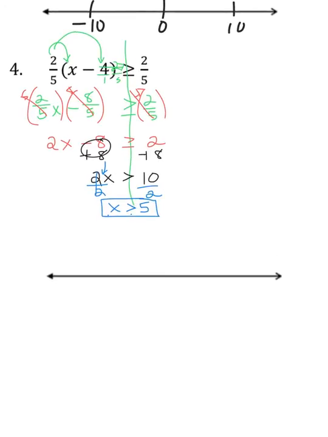So now I'm going to put my 5s on the number line. Open circle above the 5 right there, the positive 5. And x is greater than that, so my arrow will go in the greater direction.